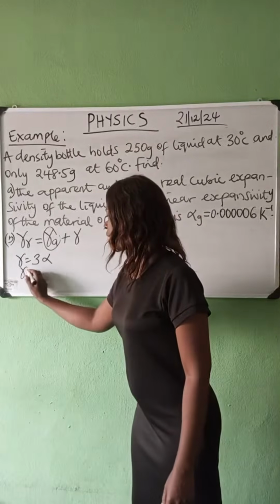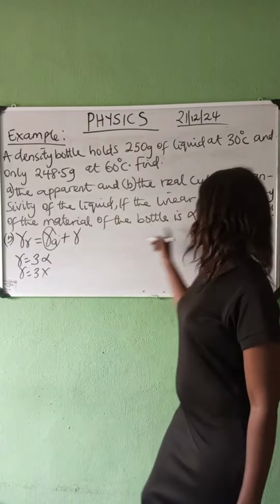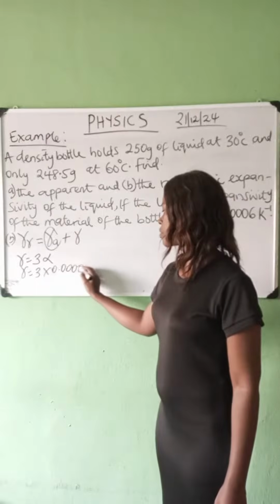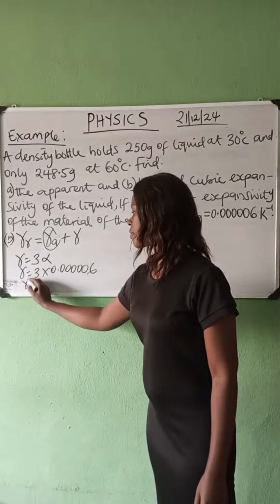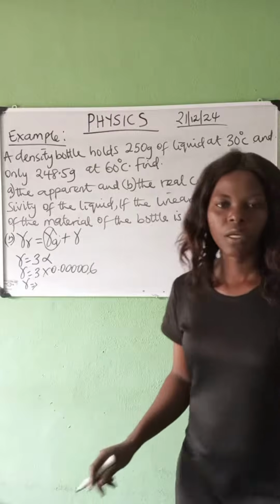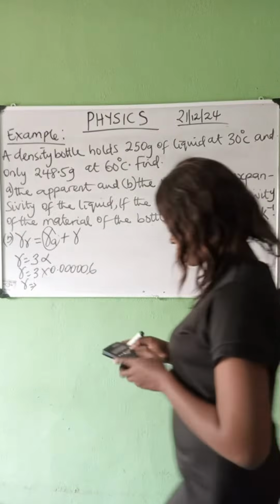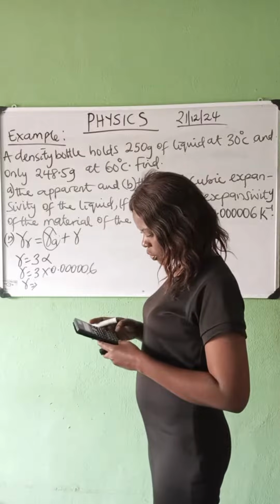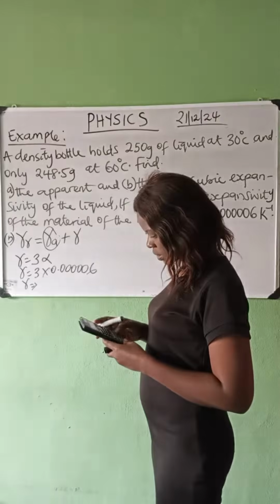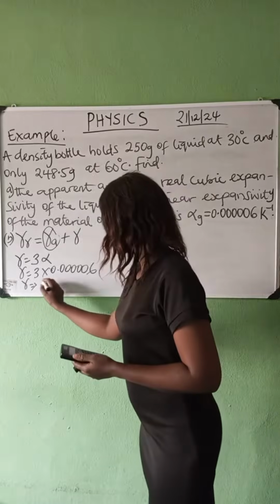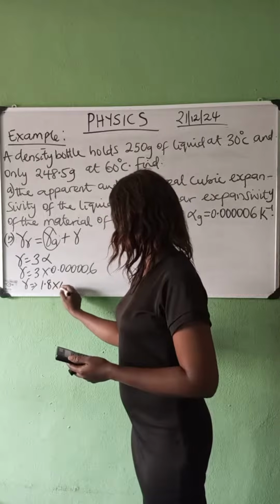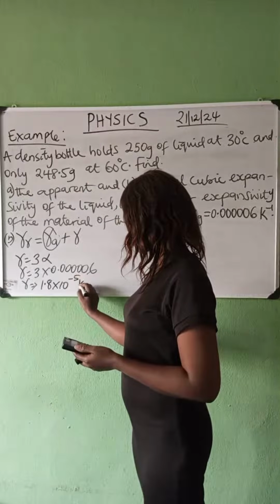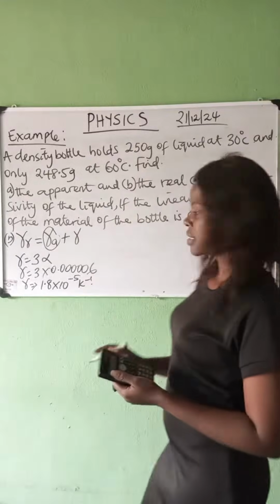Now let's multiply our alpha, which is given as 0.000006. With the help of our calculator, let's work it out. 3 times 0.000006, so we have 1.8 times 10 to the power of minus 5 per Kelvin. Is that clear?